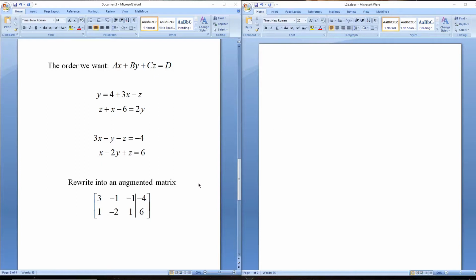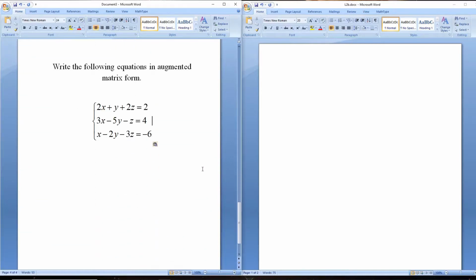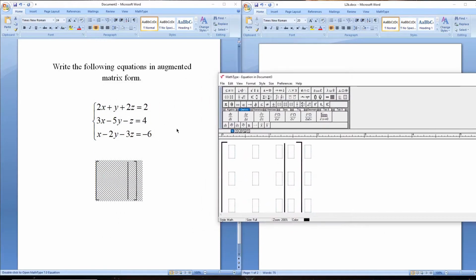So let's try another example of that. So here is a set of equations, and let's write this following set of equations in augmented form. So first, notice they are all ordered. They all start with x, then y, then z, then equals, and then the number. We're just going to simply write this then into our matrix. So that means we're just going to write all the coefficients. So if you look at the first equation, if we just look at the coefficients, we have 2, 1, 2, and 2. We'll have a 2, 1, 2, and a 2.